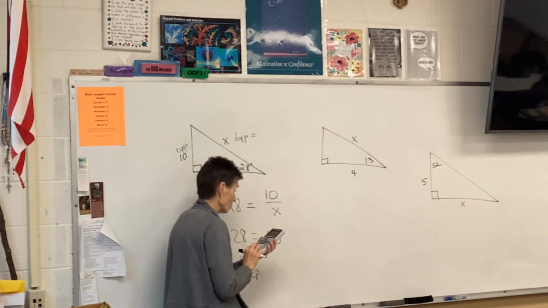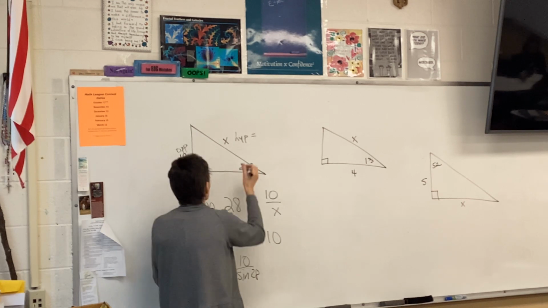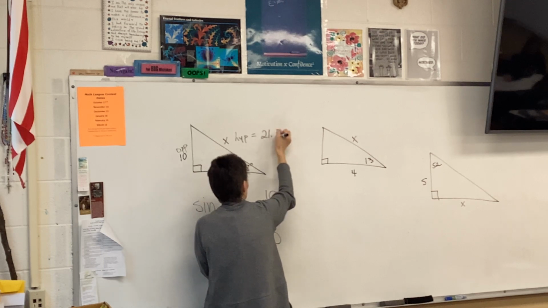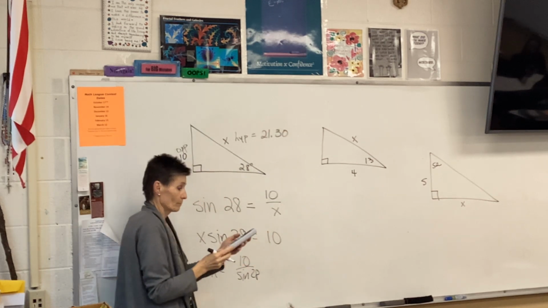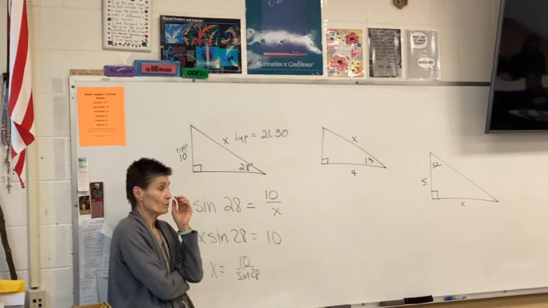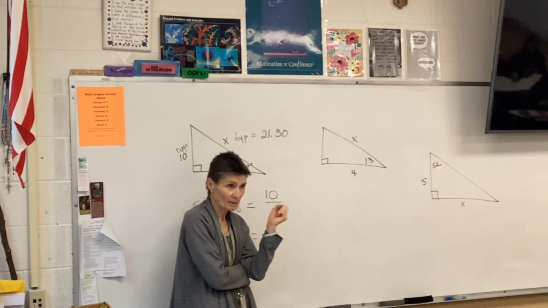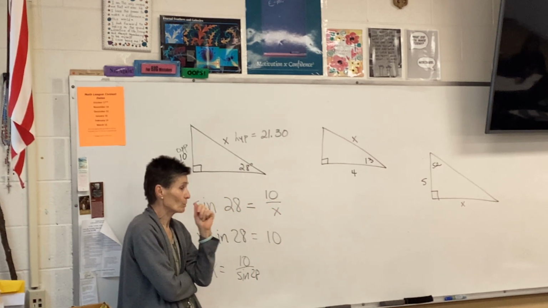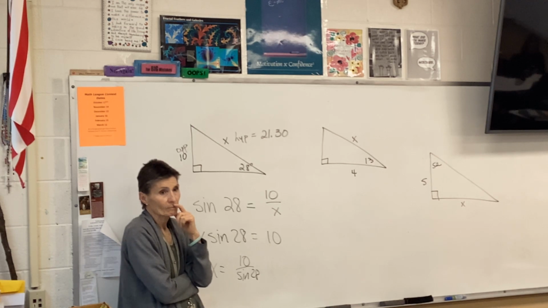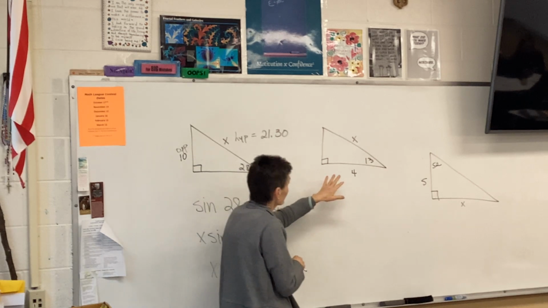So 10 divided by sine 28. I got my hypotenuse to be 21.30. Now in a minute, we're gonna do some word problems. We'll have to put a unit on that, like feet or something. But right now, we're just practicing typing this in on our calculator. Okay, easy enough. Let's look at the next one.